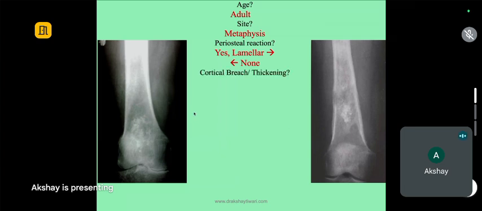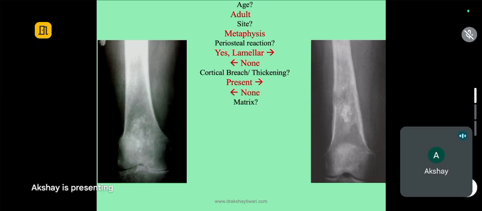Now cortical breach. Is there cortical breach or thickening? No sir, there is no cortical breach. Here, is there any cortical breach or thickening? Sir, there is cortical breach. Yes. Here is the cortex. You can see the white line on the inside is the cortex and there is a breach here. Okay, so periosteal reaction and cortical destruction are matching with each other in this case.